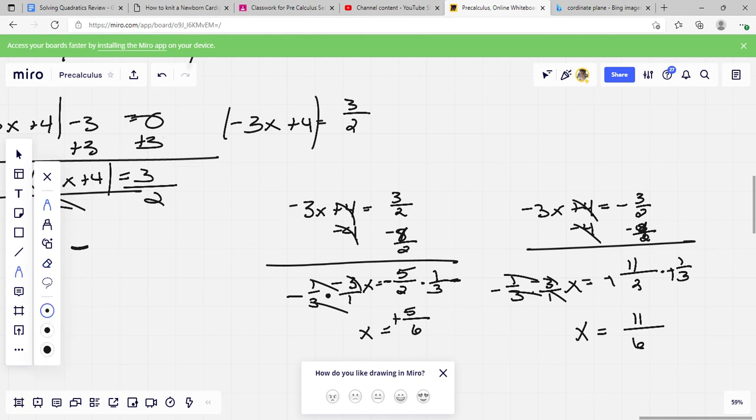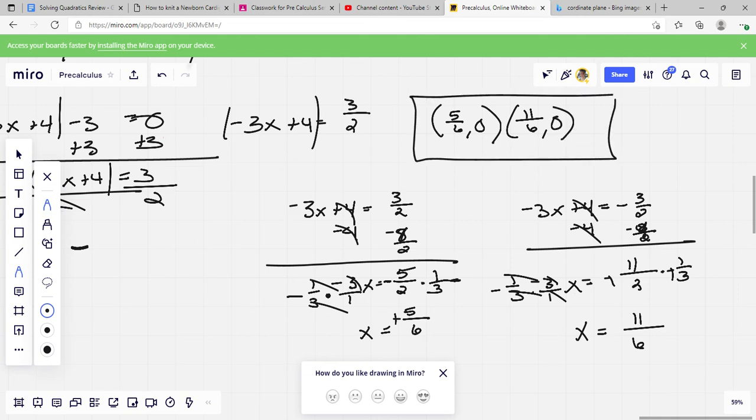These are my x-intercepts, so I need 2 points, right? So y is going to be 0, x would be 5 over 6, and y is 0, and then x would be 11 over 6, and y is 0. There we go. That's how to get the answer to those. All right.